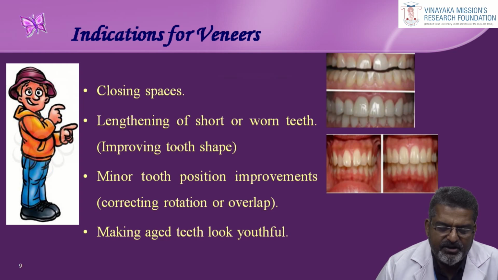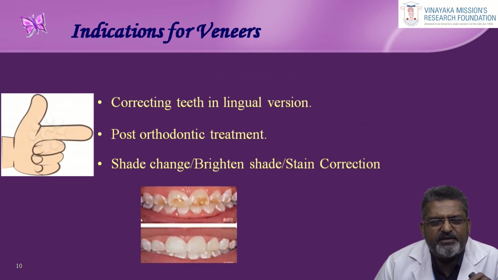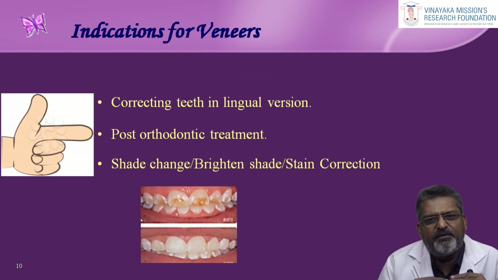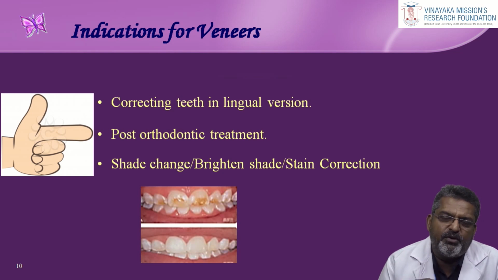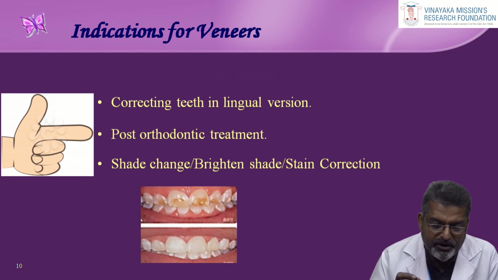Okay, the next indication is correcting the tooth in lingual version. Again, we cannot say that lingual version means it's a crossbite, if it is an end-on relation. So in that situation, the mild lingual version of your tooth malposition can be corrected with your veneers. Okay, next is post-orthodontic treatment.